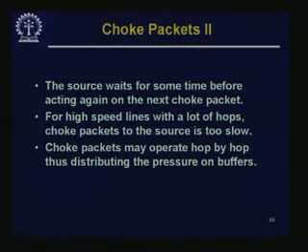For high speed lines with a lot of hops, choke packets to the source are too slow. So, choke packets may operate hop by hop, thus distributing the pressure on buffers. That is another point. These choke packets of course add to the network traffic, and they operate hop by hop, thus distributing the pressure on buffers.